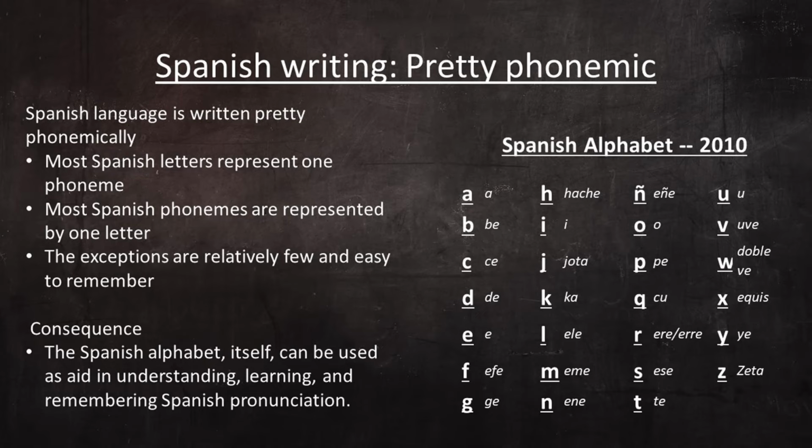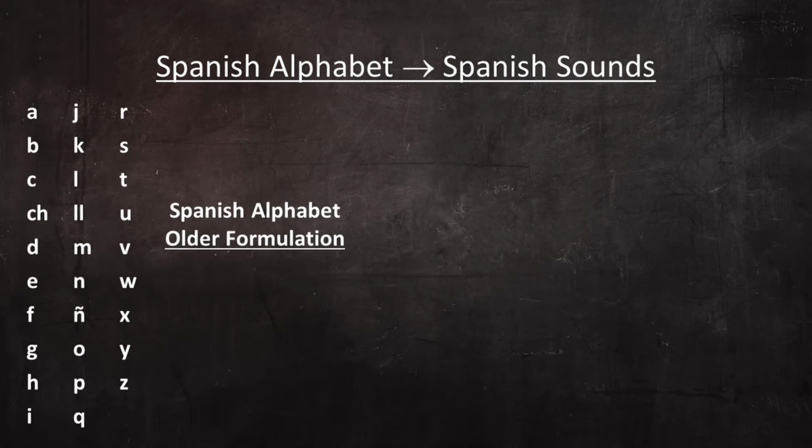So let's go through the Spanish alphabet and see how it can be used to help categorize Spanish sounds. I'm going to use the older formulation of the Spanish alphabet in which CH and double L were considered independent letters, because it even better represents the inventory of Spanish phonemes. Obviously, I can't go into detail about each of the topics I'm about to mention in this video, or it would end up being hours long.